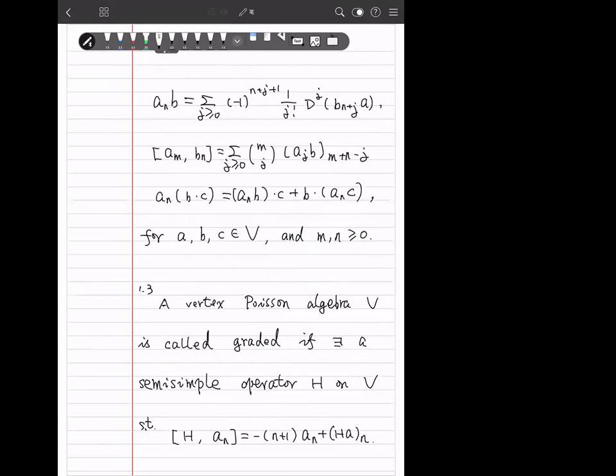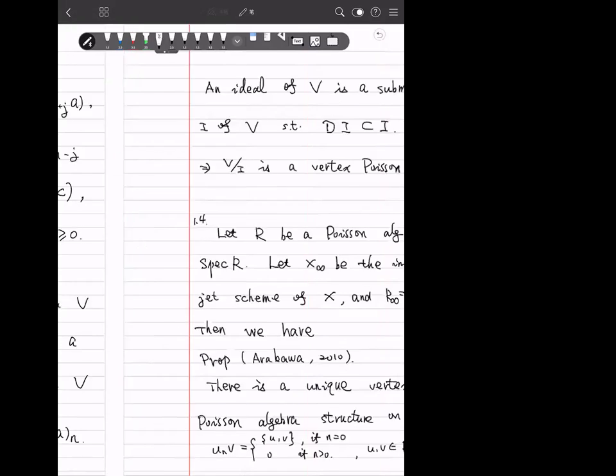With this relation. Now, a vertex Poisson algebra V is called graded if there is a semisimple operator H on V. If it is a VOA, then this H is just L_0, satisfying this relation.